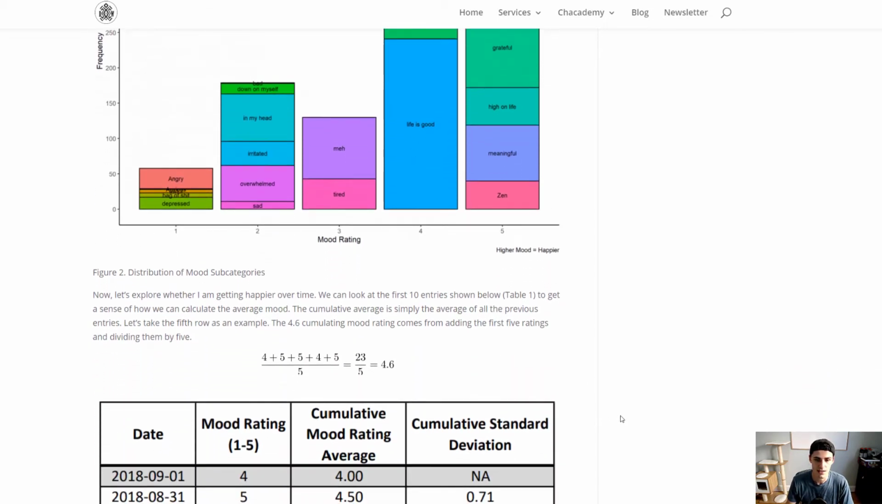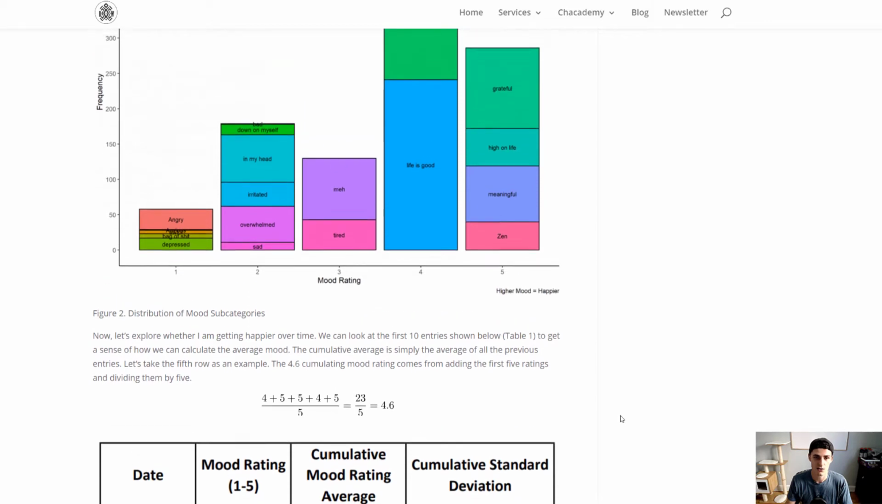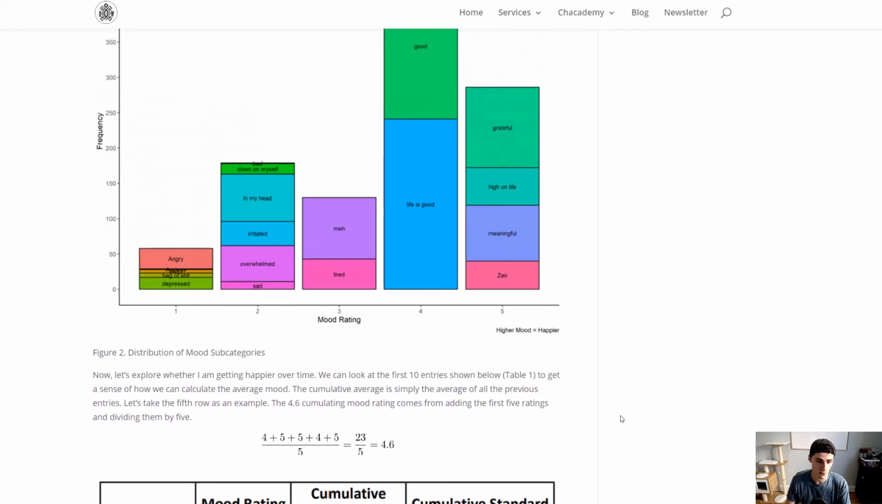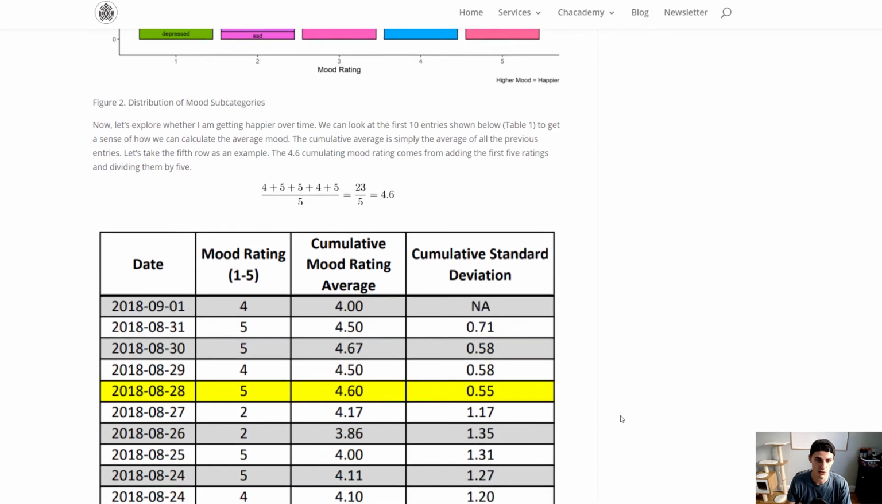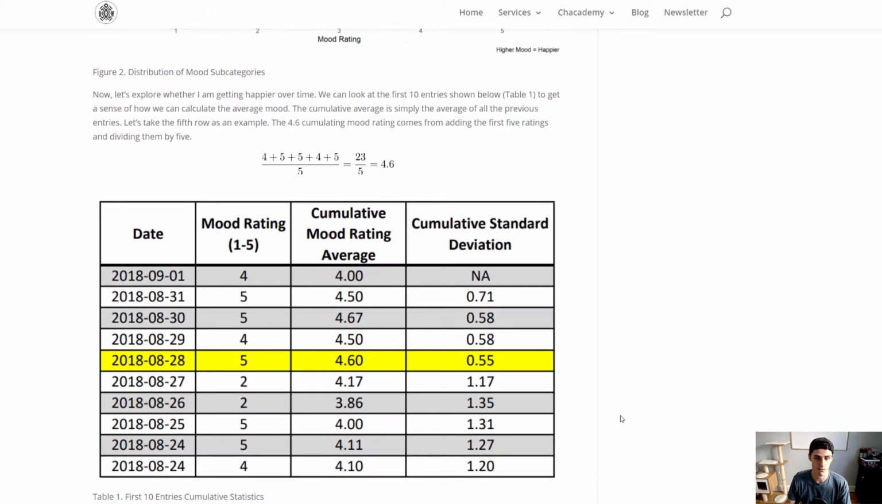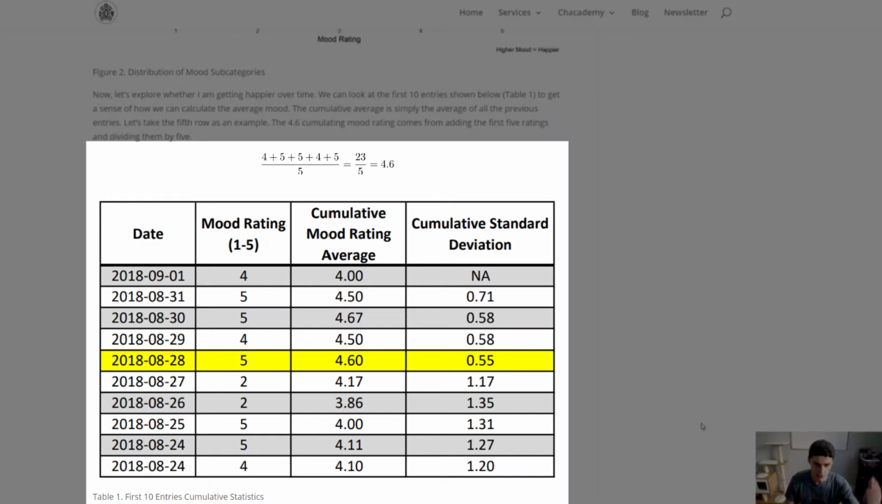So now let's dig into some stats, because really I had two questions that I wanted to cover. One, am I getting happier over time? And two, am I getting more stable over time? So is my average mood going up? And is my mood going less up and down, essentially, right? Here I just picked 10 days from my 1000 days.